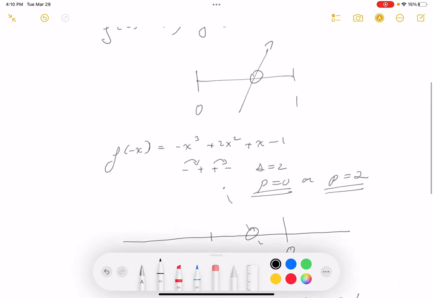So let's point this out again. I know there's a root. I'll list the roots down for you. I know there's a root x on the interval between 0 and 1. I know there's a root now between minus 1 and 0.